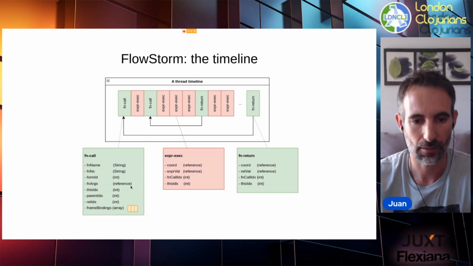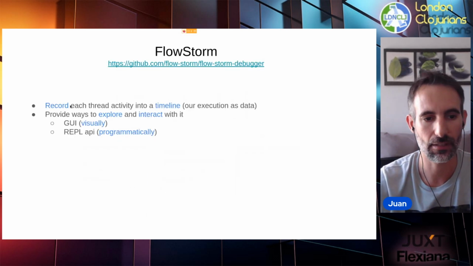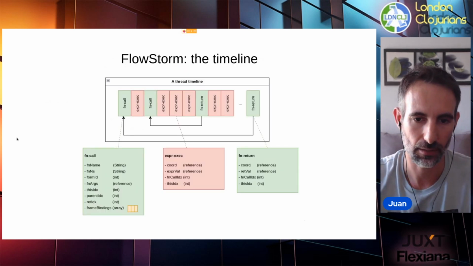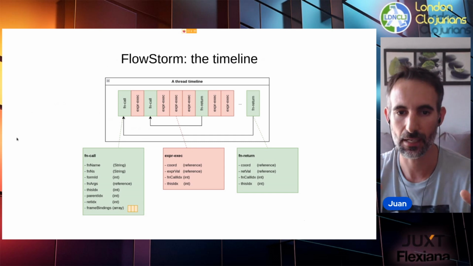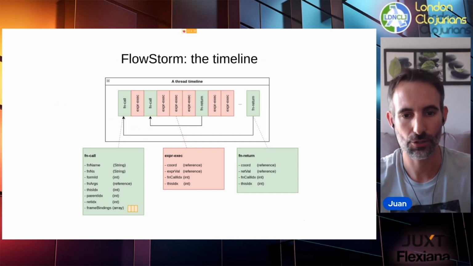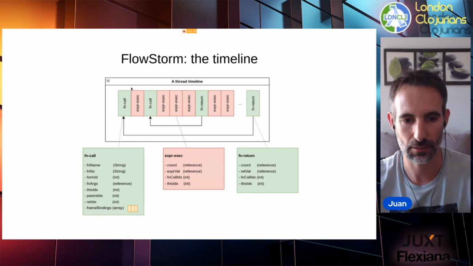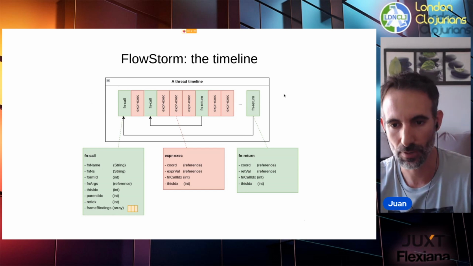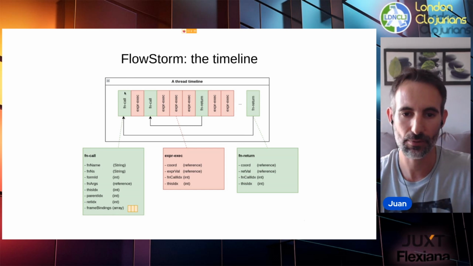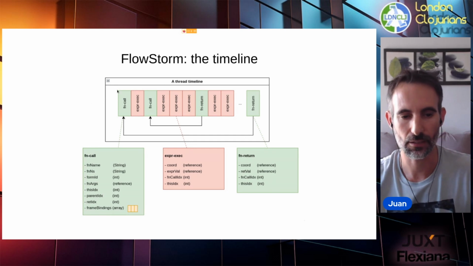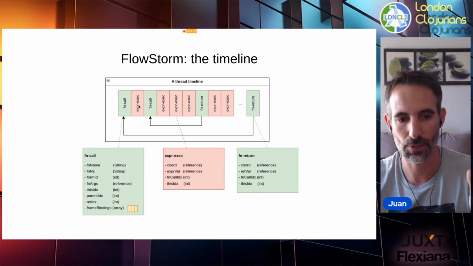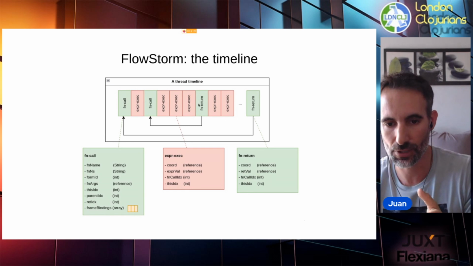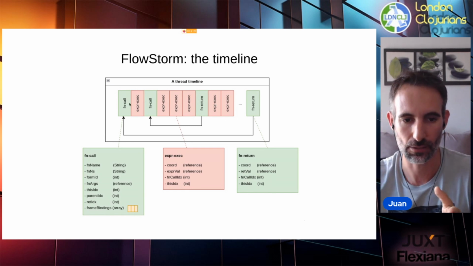So on the previous slide, I'm talking about recording each thread's activity into a timeline. What I mean by this is, when our program runs, we are going to record in a timeline. This is a data structure, which is just an array, and time flows from left to right. For each thread we will record things like: this function got called, then an expression executed, now another function got called, an expression, and now this function returned, and these expressions belong to this function, etc.